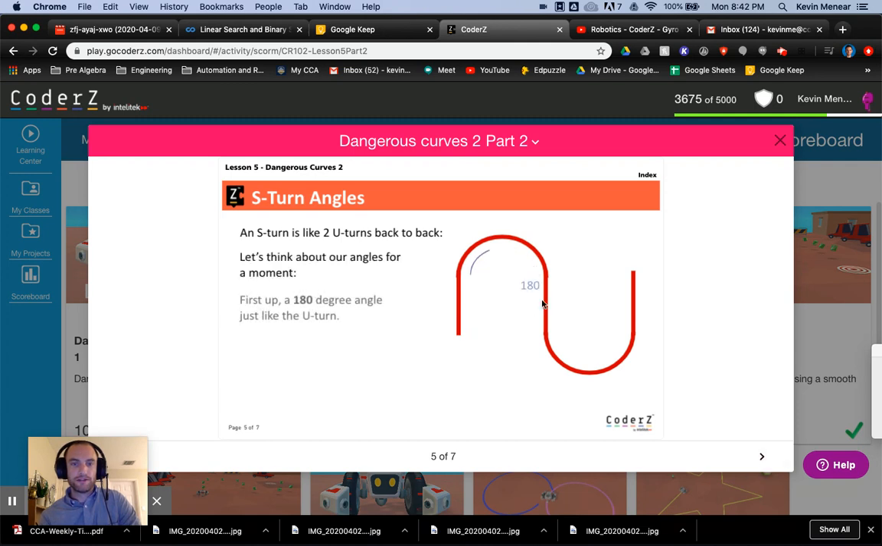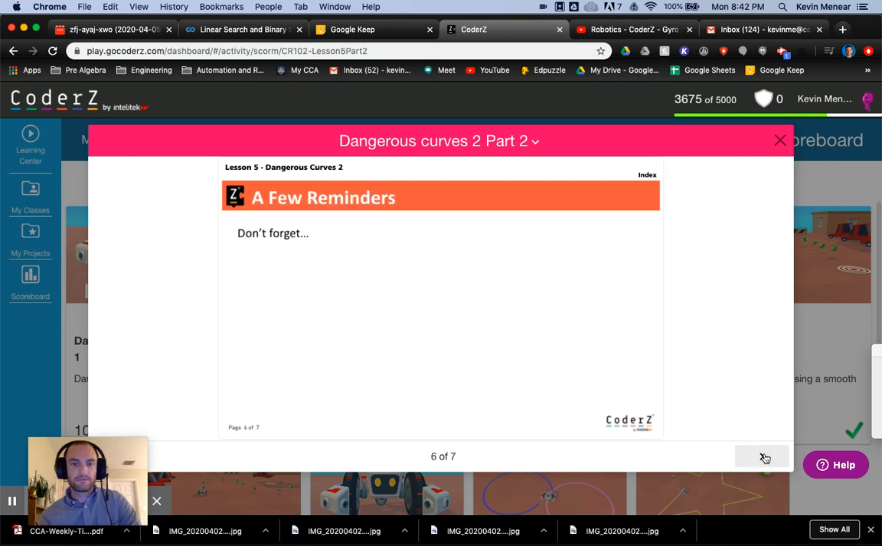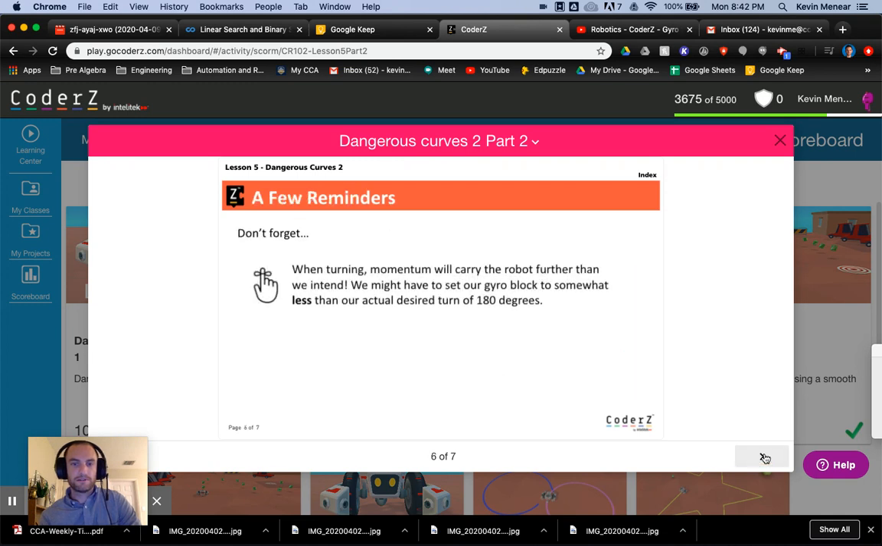First up, 180-degree angle, just like the U-turn. Goes through it. And our next turn is 180 degrees again, just the other way around. So an S turn is basically just a U-turn back to back. Cool. Don't forget, when turning, momentum will carry the robot further than we intended.